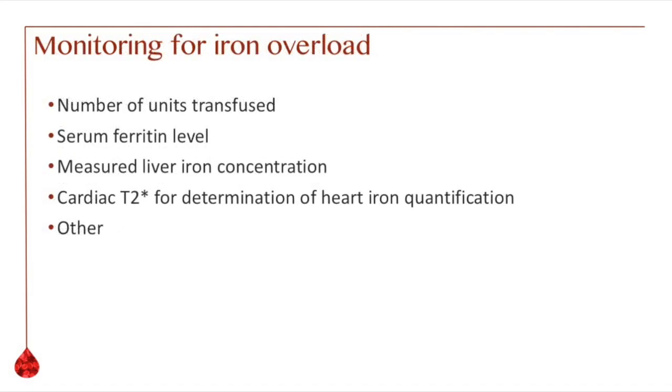How do you monitor a patient for iron overload? Here are some of the methods that can be used for monitoring iron overload in patients with sickle cell disease receiving chronic transfusion. They include monitoring the number of units transfused, serum ferritin, measuring liver iron concentration, cardiac T2 star for determination of heart iron quantification, and other methods. There are differences in the reliability, feasibility, and costs of each.